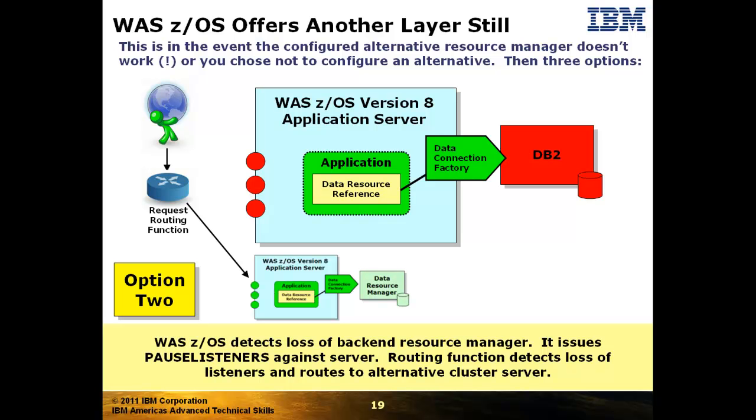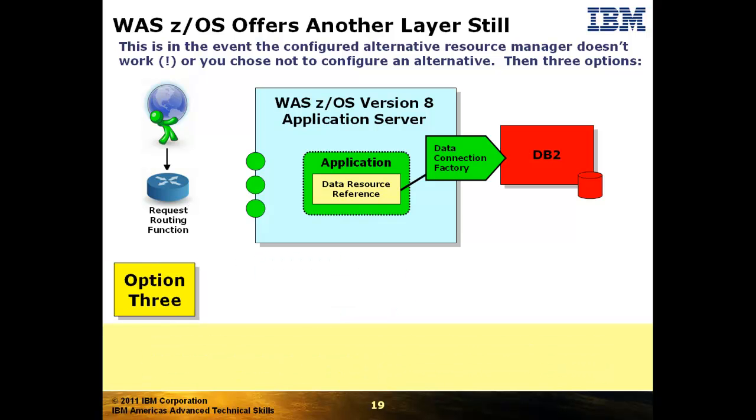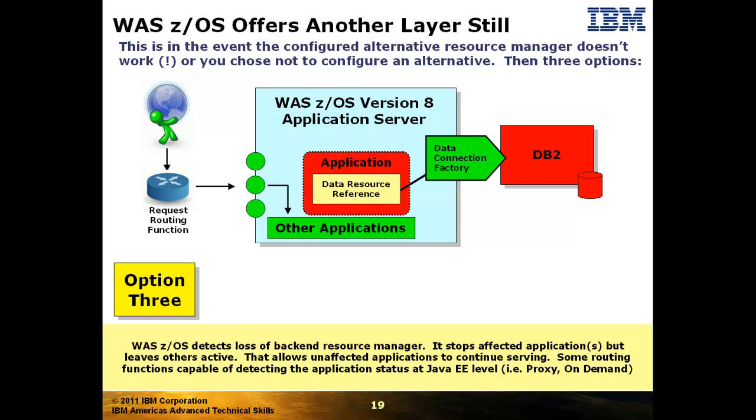One of the limitations of pause listeners is it disables traffic to all applications in the server, which is why we have our third alternative, which is to have WAS stop those applications that are affected by the loss of a connected DB2, but leave unaffected applications up and running. Front-end routing devices such as the IBM WebSphere proxy server and the on-demand router are able to detect the application down but server still up condition and route around that. Stopping just those affected applications is a more granular way to route around the loss of a DB2.